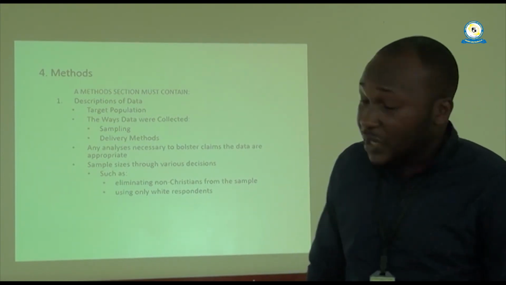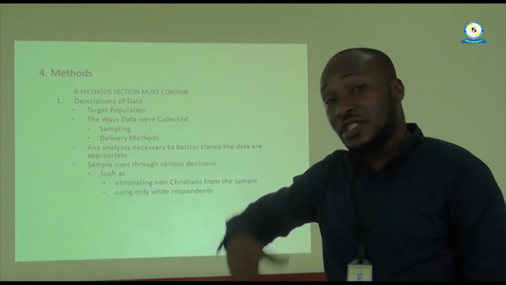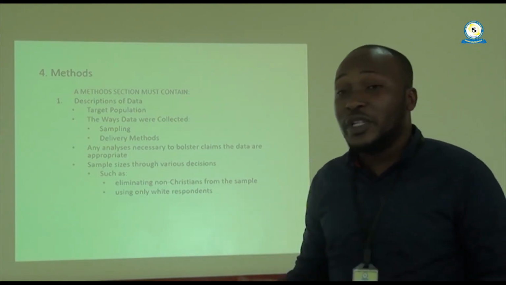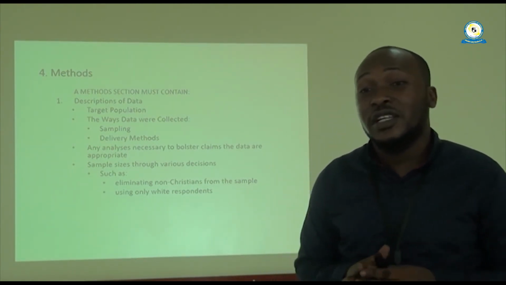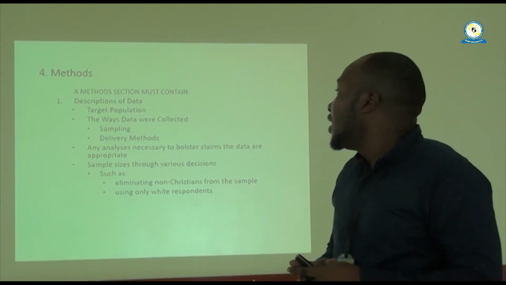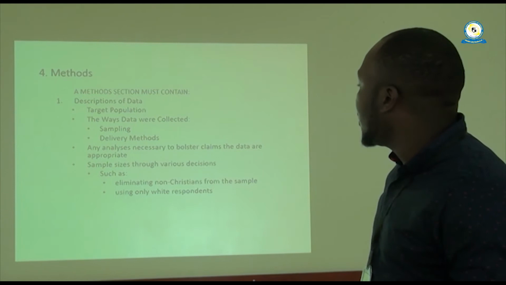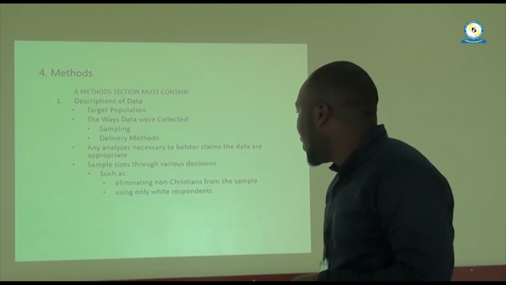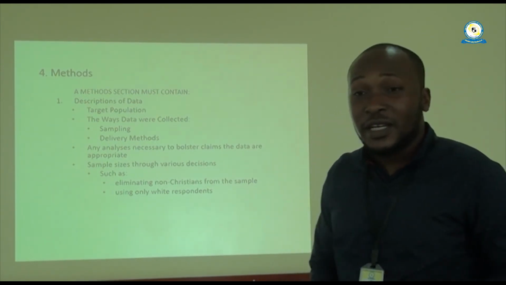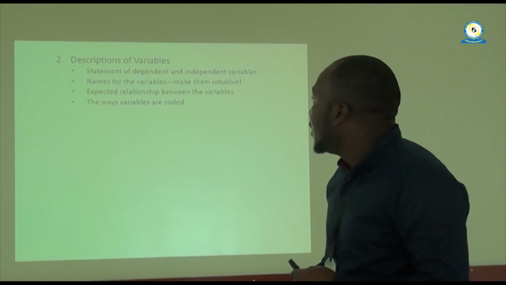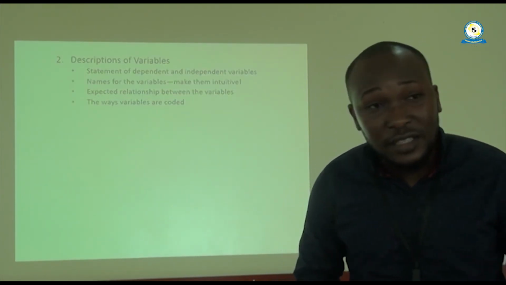Okay? The other part is the methods. Your research design. Here you give a description of data, target population, sample, where that data was collected, sampling, delivery modes. Sample size, you can see there, limiting 9% from the sample. You should say why you are using only white respondents; you should clearly show why you have used that sample. Description of variables and relations.